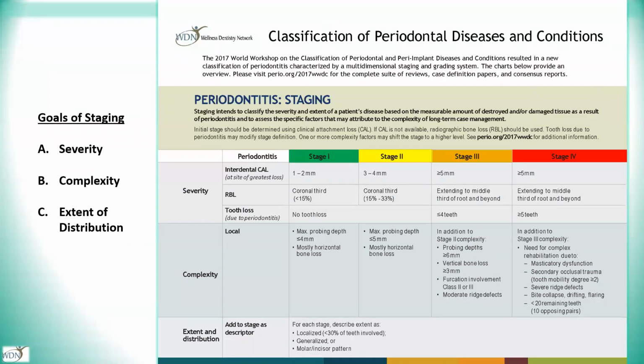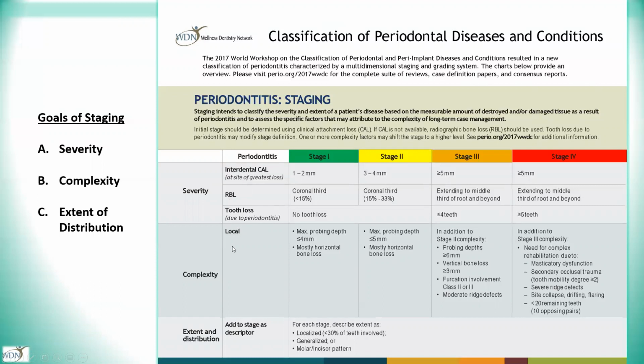But if you'll see, there's three main pieces to staging. It's how severe is it, how complex is it, and how distributed is it. This is what we're trying to decide from the stage: severity, complexity, and the extent and distribution. And I'll talk about how we do that, because we're going to use clinical attachment loss like we did before. We're going to use radiographic bone loss like we did before. We've now added a tooth loss capability to this severity of the disease.